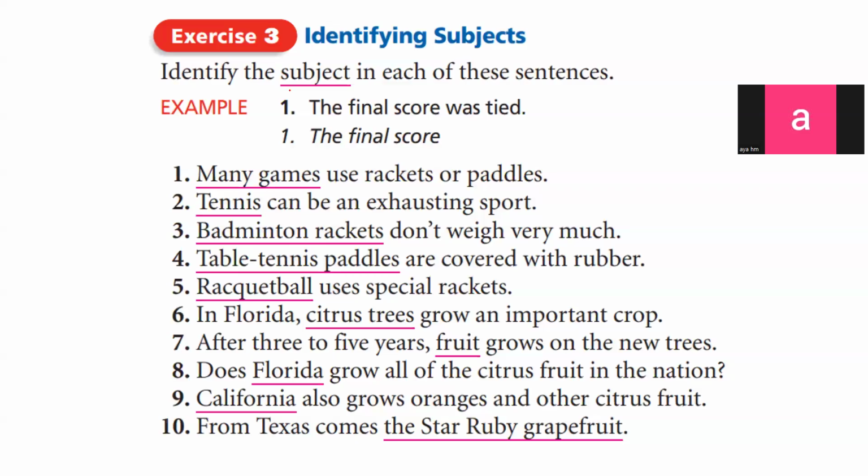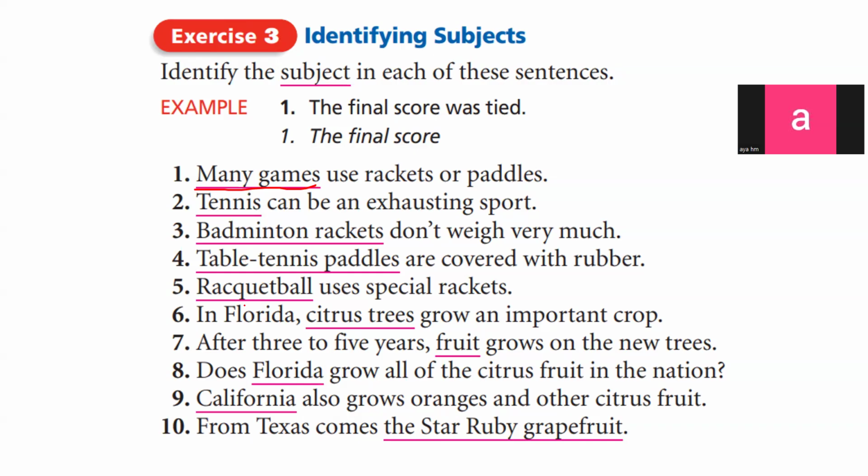So here we have identified the subject in each of these sentences. Many games used rackets or paddles. So many games is the subject. Tennis can be an exhausting sport. So what can be an exhausting sport? It's tennis, so it's the subject. Badminton rackets don't weigh very much. So badminton rackets is the subject. Table tennis paddles are covered with rubber. So here, table tennis paddles are the subject.